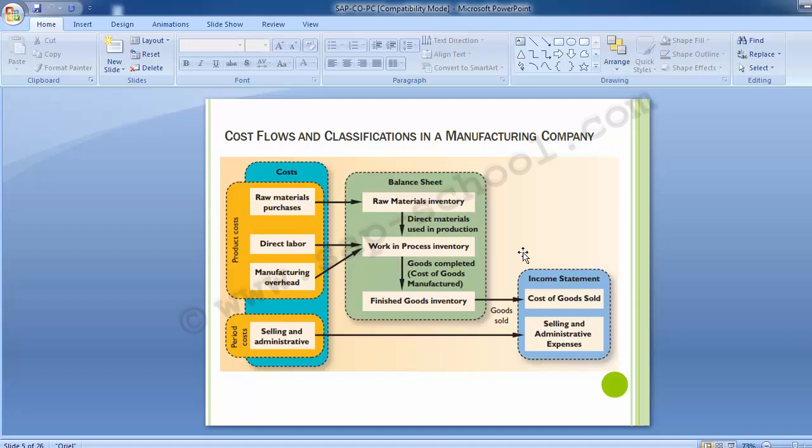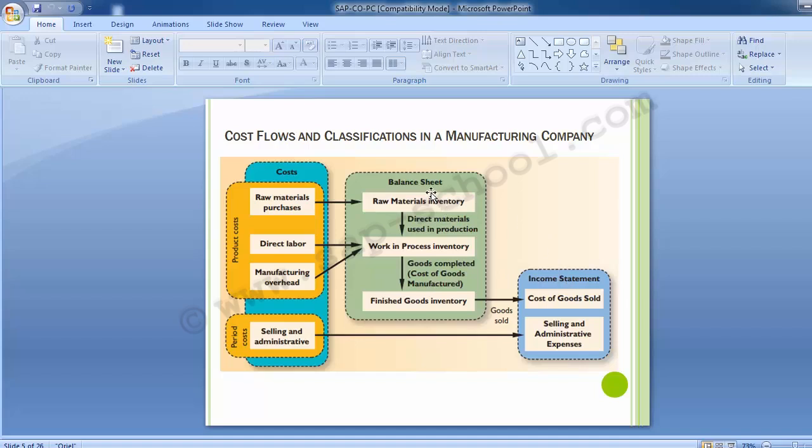And these are the cost of goods manufactured, or you can say finished goods inventory, which are sold later on to the customer. As the goods are sold, their costs are transferred from the finished goods. You can see the arrow on the right hand side that the cost gets moved from cost of goods manufactured to cost of goods sold. So this is how the value flows from one part to another.